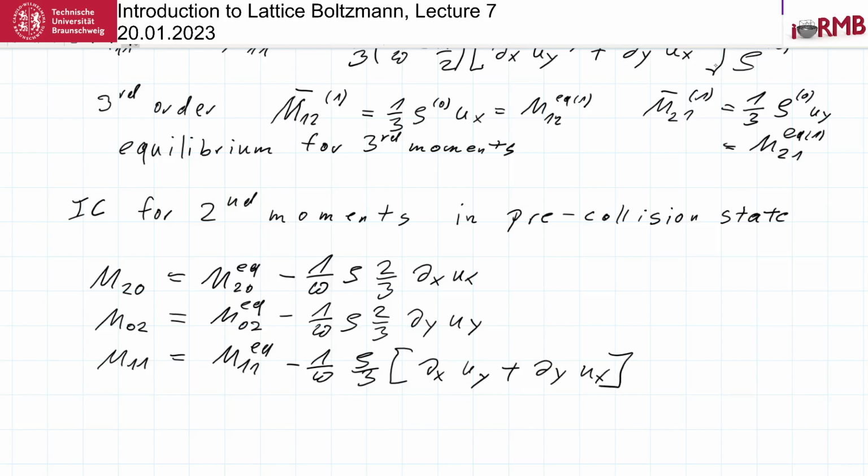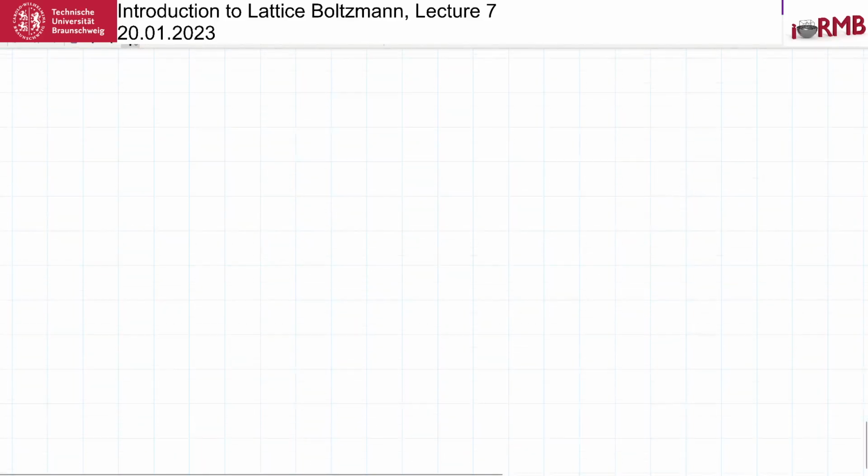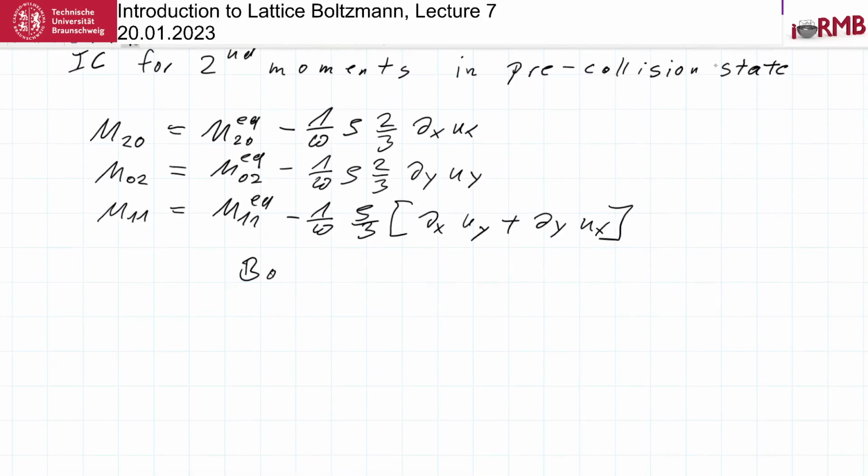So if there is a gradient in the system and you know this gradient, you have to compute it and put this into your initial conditions. Okay, now we are more than half of the time over, and now we try to come to the boundary conditions.